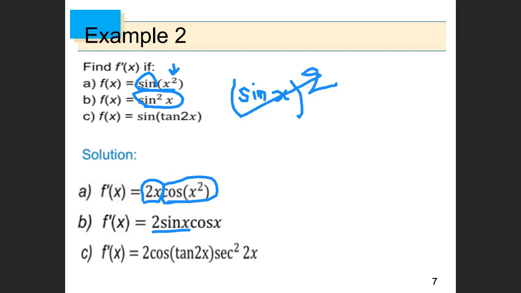The outer function is the power rule, when I look at the raised to the power 2. The inner function in this case is just going to be the sine of x. And you apply the same idea here. You differentiate sine, you multiply that with the derivative of tan of 2x.